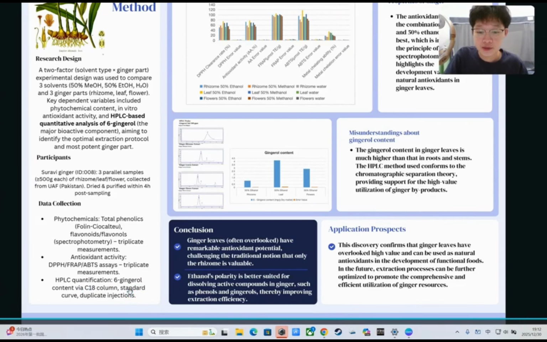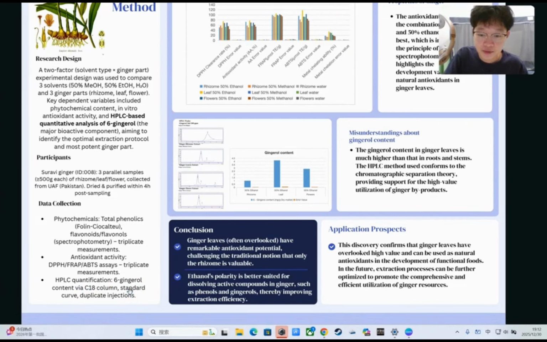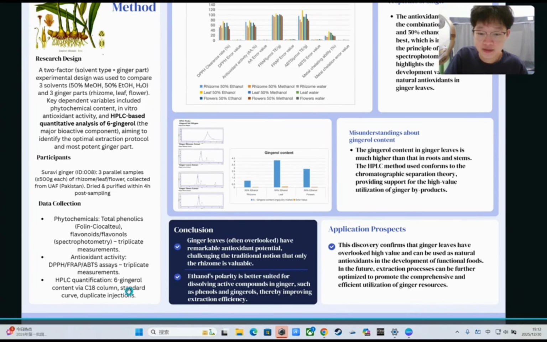This methodology allows a clear comparison between solvents and plant parts, and demonstrates how spectroscopic and chromatographic techniques are applied in real analytical chemistry studies.